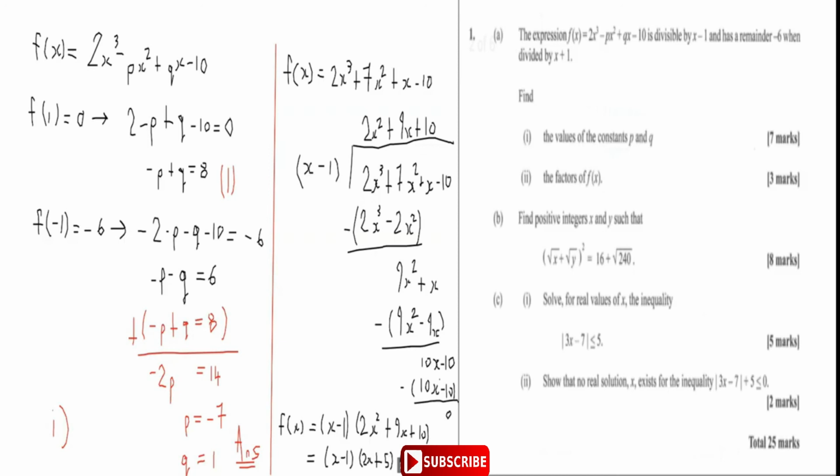All right. So these are the factors of f of x. Nice and easy. So let me write it down in part 2. This is part 2. That's the answer. Those are the factors. Nice. Now look at part B.